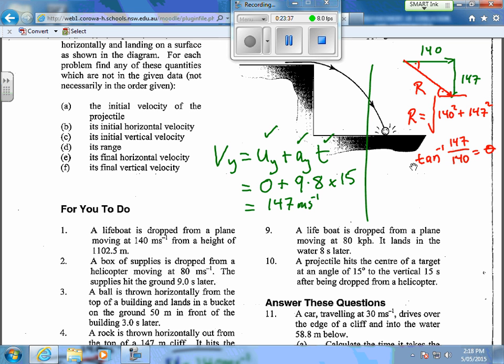I got 46 degrees, 23 minutes. Oh, sorry, 24 minutes. To the horizontal. Well, I just put in the inverse tan of 147 over 140. Yeah, so that's what it is.